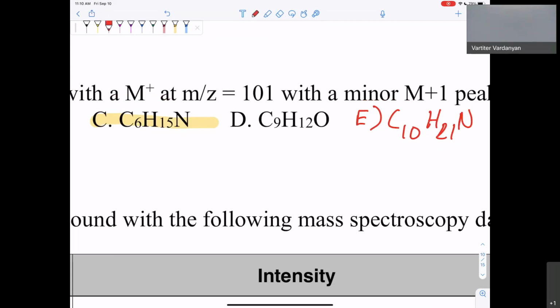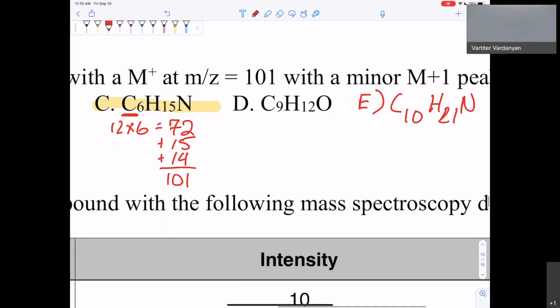How would you do that? What's the mass of carbon? 12 times 6, 72, plus 15 because the mass of hydrogen is 1, plus what's the mass of nitrogen? So what does that equal? 101. Cool. You would do the same thing for the other one. Clearly, it will not add up to 101, so that one would be wrong.